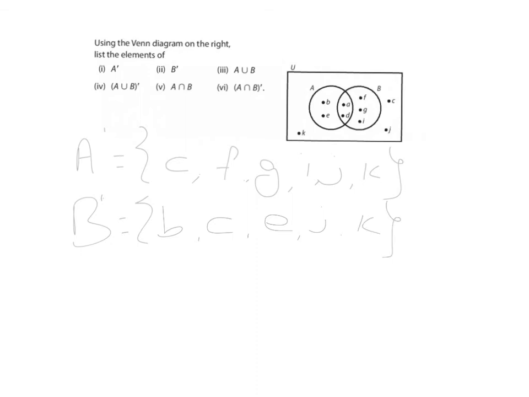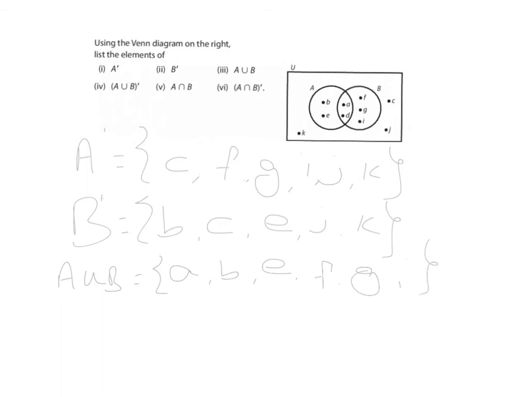Okay, the next one then they asked us for A union B, so we should be familiar now with that, guys. Remember A union B is everything in A and B, so all of it. So we'll just write it down from the last day we were doing that. So that's A, B, E, F, G, and I.